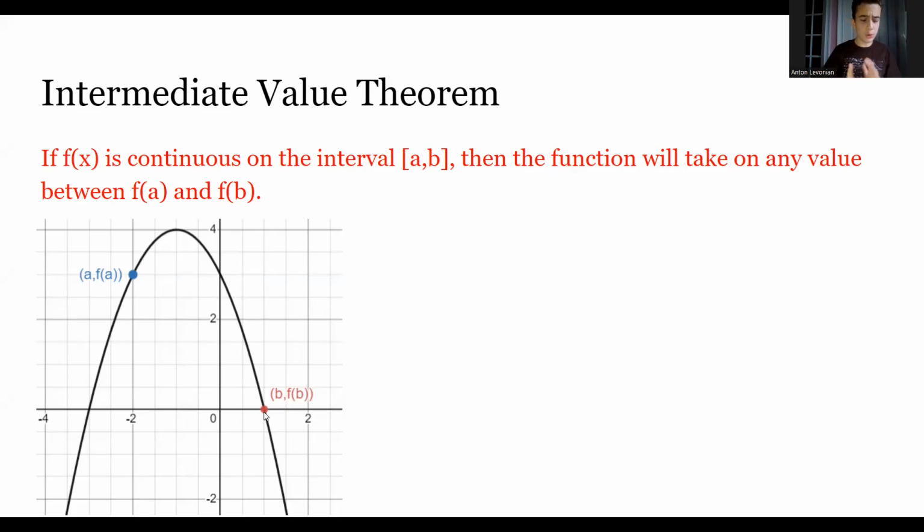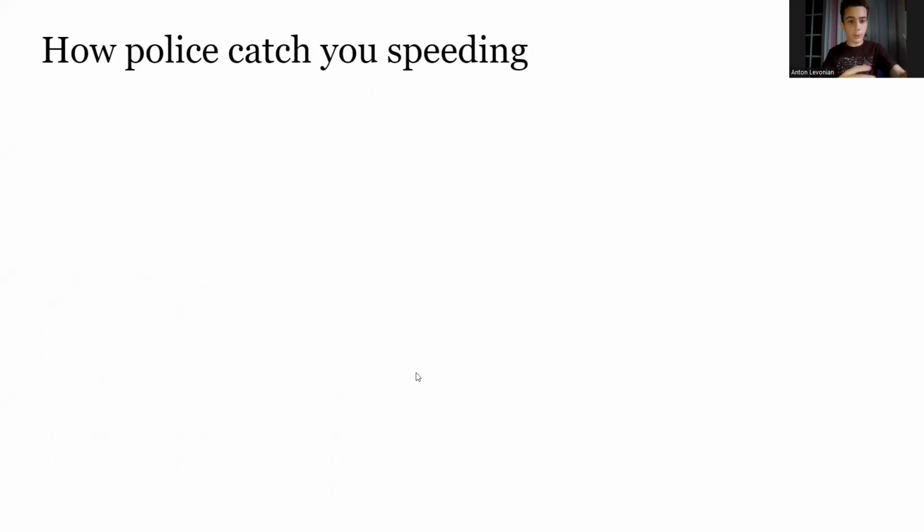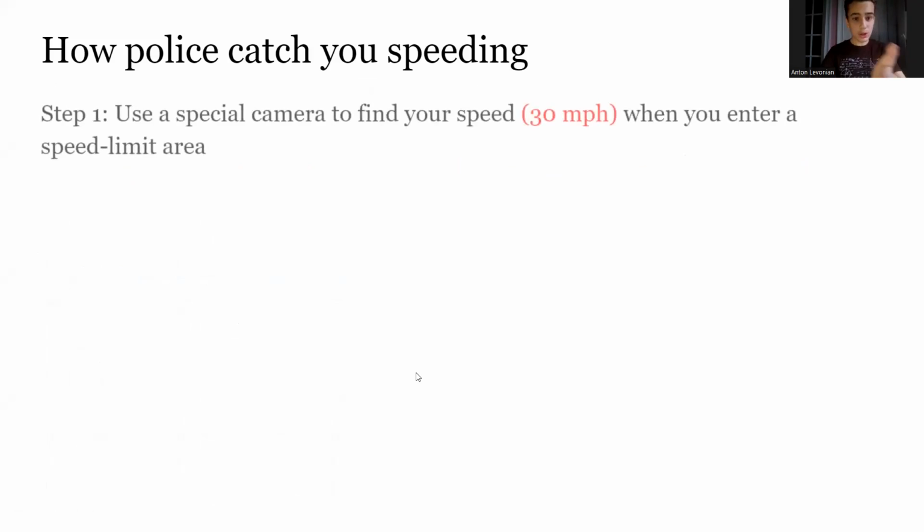Yeah. The most important thing is that this function passes through all the values between f of a and f of b. This thing actually has some pretty useful applications. So how do the police catch you speeding? Well, they actually use the intermediate value theorem. So this isn't like a hypothetical setup where they would have been using it. They actually use this method in real life.